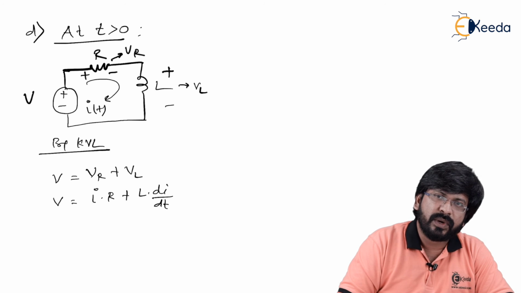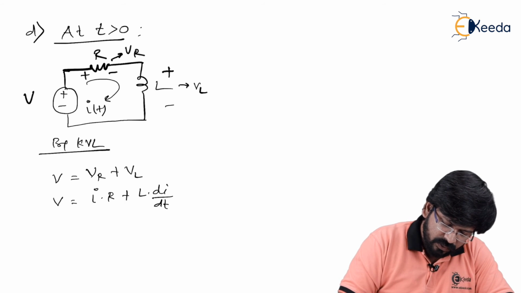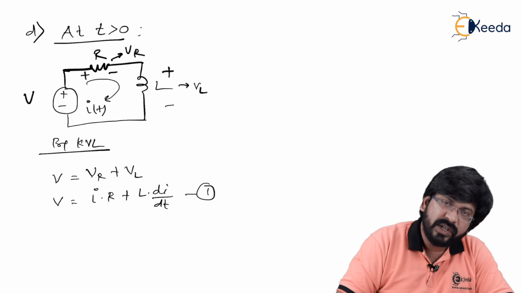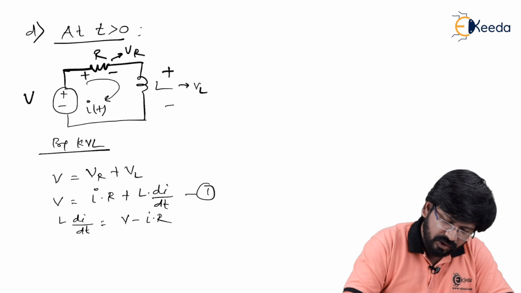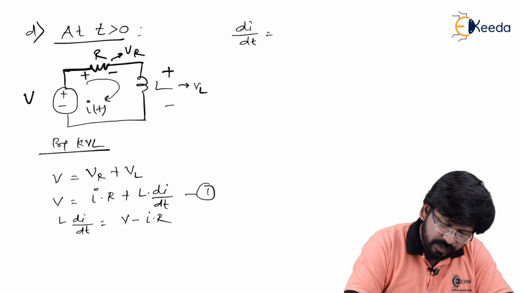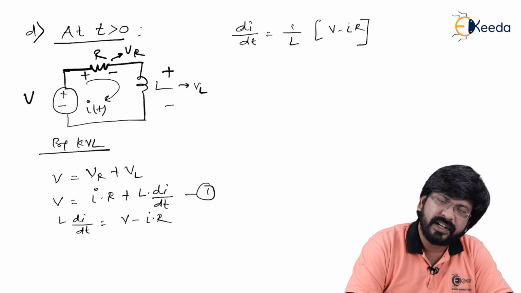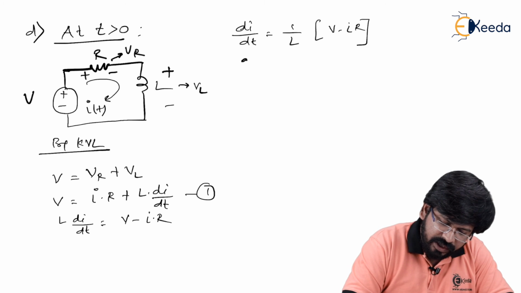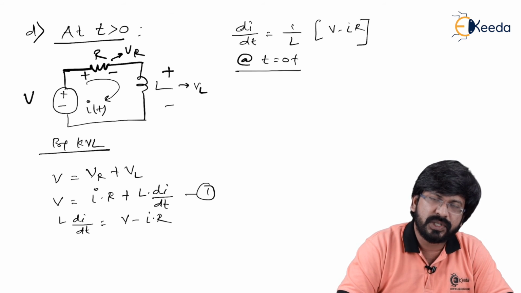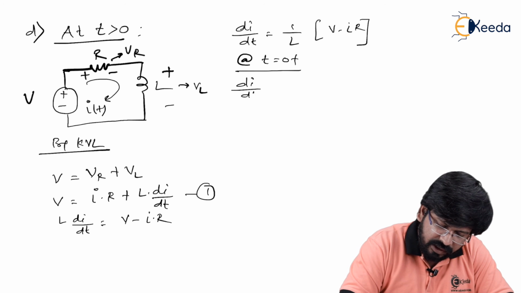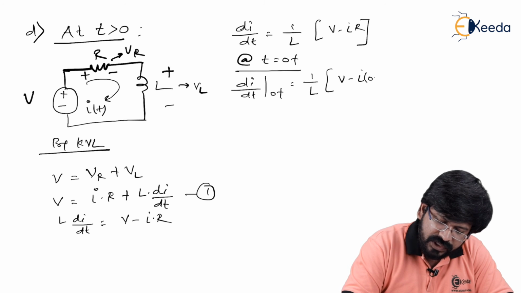To get d square I by dt square, first of all di by dt should be known. So I'll name this as equation 1 and I'll try to get di by dt first. That is, L into di by dt I can write as V minus I times R. Or I can say that di by dt is simply 1 upon L times V minus I times R. Is that right? I want di by dt at t equal to 0 plus because they are asking for d square I by dt square at t equal to 0 plus only. So I can now write di by dt at 0 plus is equal to 1 upon L times V minus I of 0 plus times R.